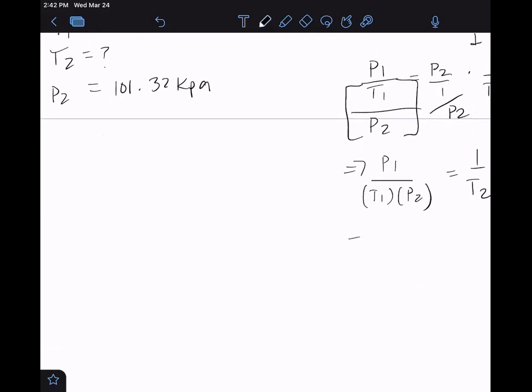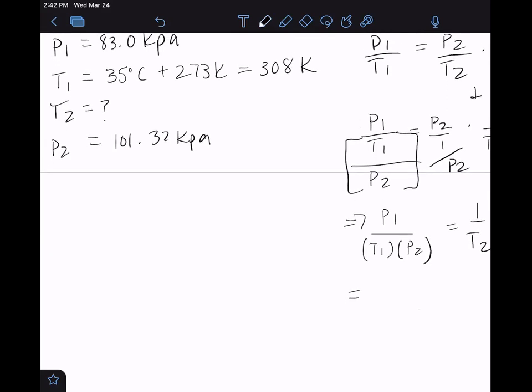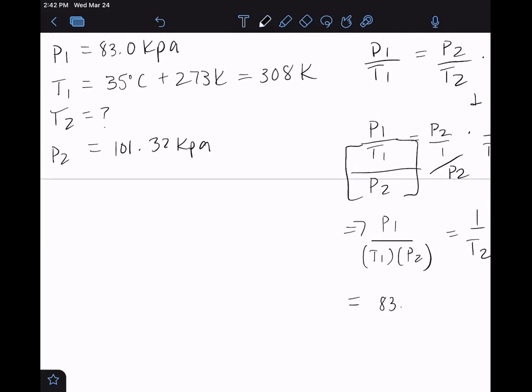So then we'll go ahead and plug it in. So our P1 was 83.0 kPa over our T1, which was 308 Kelvin, times our second pressure, which is 101.32 kPa. And that's going to be equal to 1 over T2. Okay. And so how do we figure out that 1 over T2? How do you get rid of that?